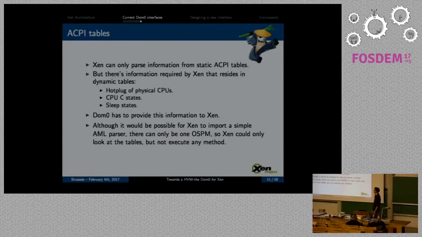This is also quite costly because it involves modifying native drivers in order to pass all this information to Xen. And as I said, it will be possible for Xen to fetch most of this information, but there's one limitation on ACPI, that only one operating system can execute methods. So if Xen executes any ACPI methods, it has to execute all of them, and we don't really want to do that. So it will be possible for Xen, I think, to fetch most of this information, but it will still probably need some help from Dom0 in order to execute ACPI methods.